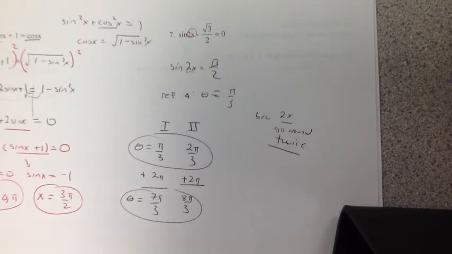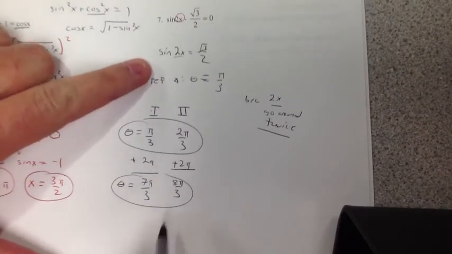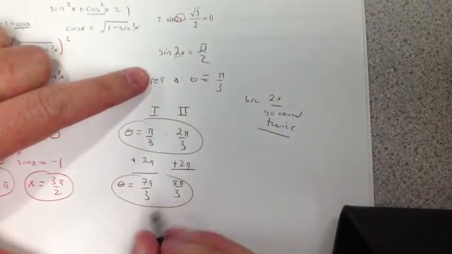So those are my angles. But we're not done yet. That's just our quadrantal angles. Now we actually really have to solve it. Normally it would be, we're done. But the 2 messes us up.